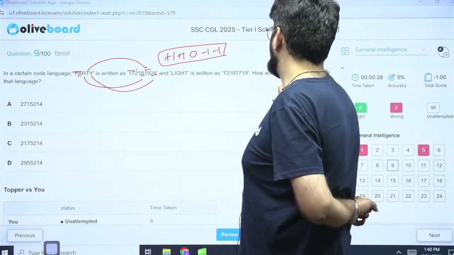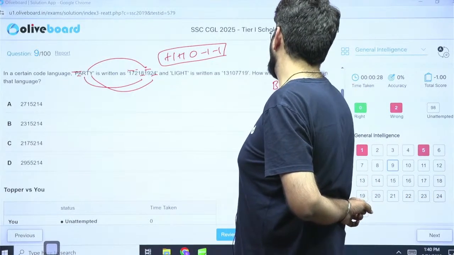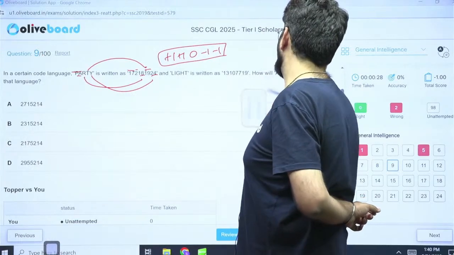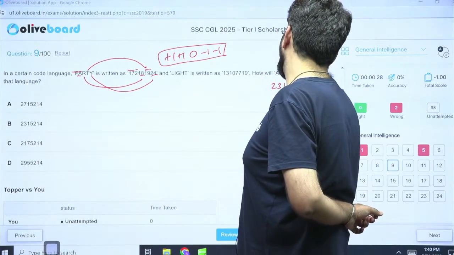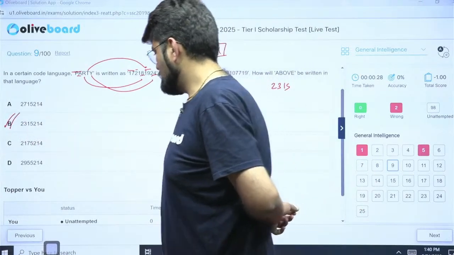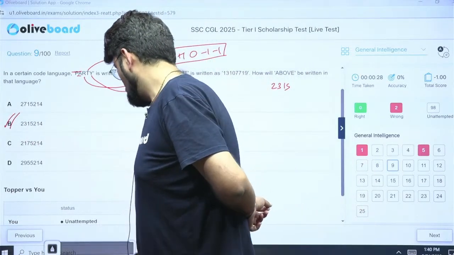So how will above be written? Plus 1, B, C, O as it is, right? Okay, sorry, not B, C, O. So we have 2, we have 3, we have 1, 5. Now 2, 3, 1, 5, we have only one option, which is option B. So option B checks out to be the correct answer.